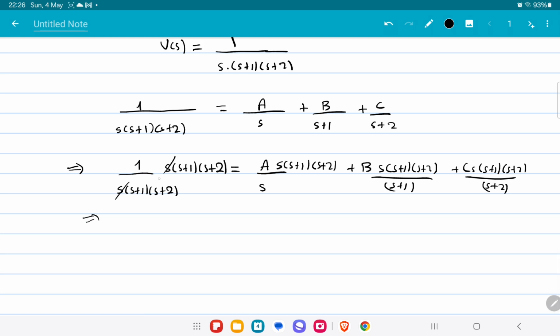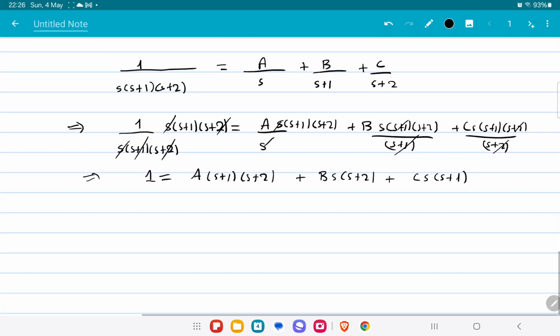Okay, now I can get rid of this, and at the left hand side I have just 1. I can simplify this: I have A times (s plus 1)(s plus 2), plus B s (s plus 2), plus C s (s plus 1). Now I have to work things out at the right hand side.